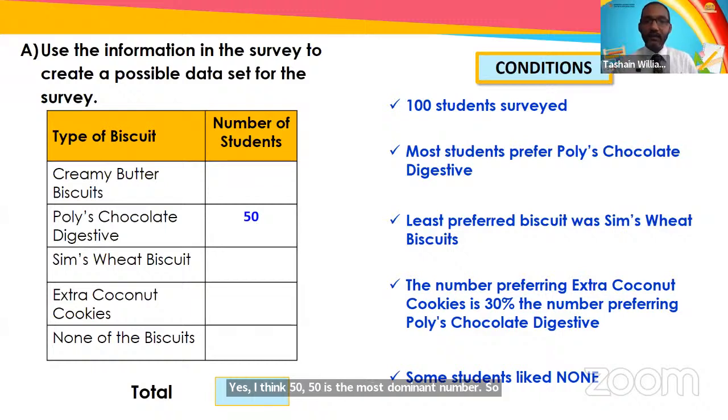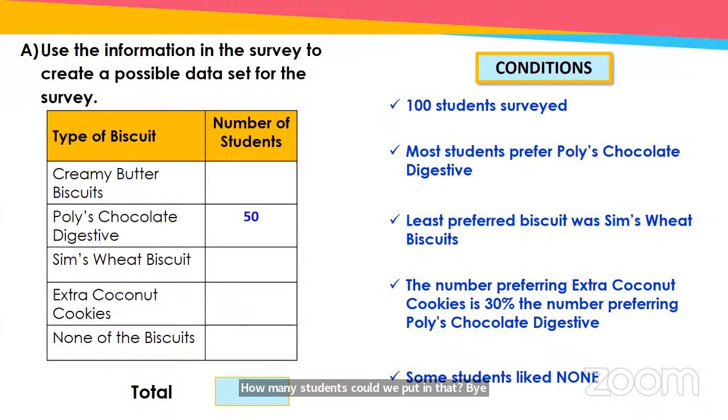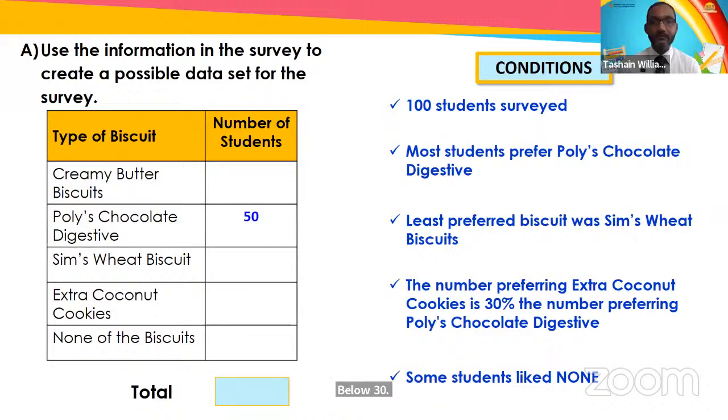So let's look at Sims Wheat Biscuit. It says the least number of students prefer that. How many students could we put in that part of the table for Sims Wheat Biscuit? All right, so I'm seeing 19, 20, 15, 11. I'm seeing numbers below 30. 20. All right, let's use 20. If we use the 20 that is in the chat, then we go to the next condition.